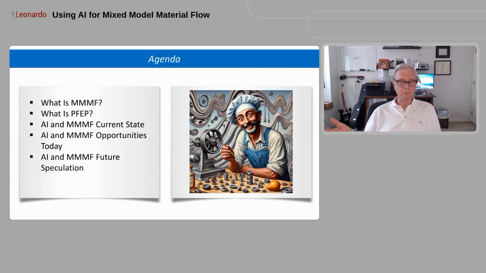So our agenda for this webinar, we'll start with some definitions for those of you that might be new to what we're talking about here. So MMMF is mixed model material flow. And then we'll also define this very important term for material management called PFEP, or plan for every part. Really important concept, a foundational tool that we use. And then we'll talk about automation, not so much AI. I said AI here, but really automation in material management or material flow, current state. Where are we today? Basically not including AI, what tools are we using today? And then we'll talk about opportunities today.